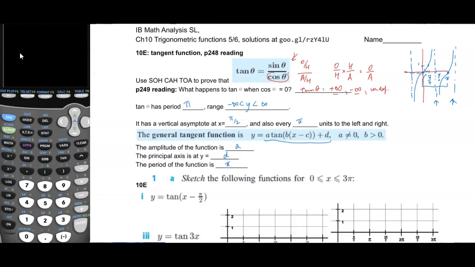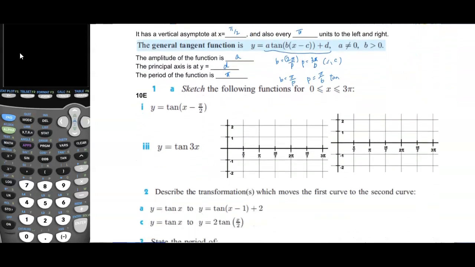Now, how could we find the relationship between the b value and the period? Remember that in sine and cosine, we have the relationship b equals 2 pi over p. It could also be written as p equals 2 pi over b. That's for sine and cosine. For tangent, since the period is pi instead of 2 pi, the relationship is written as b equals pi over p, or p equals pi over b. So it's a little bit different for tangent.